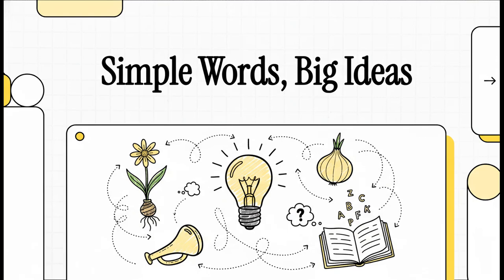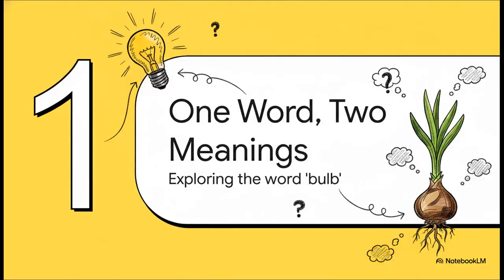You know, it's funny how sometimes the most common, everyday things, the stuff we see and use all the time, can hold the most fascinating secrets. Today, we're going to uncover a huge idea about language itself, and our whole journey starts with just one super simple word: bulb.